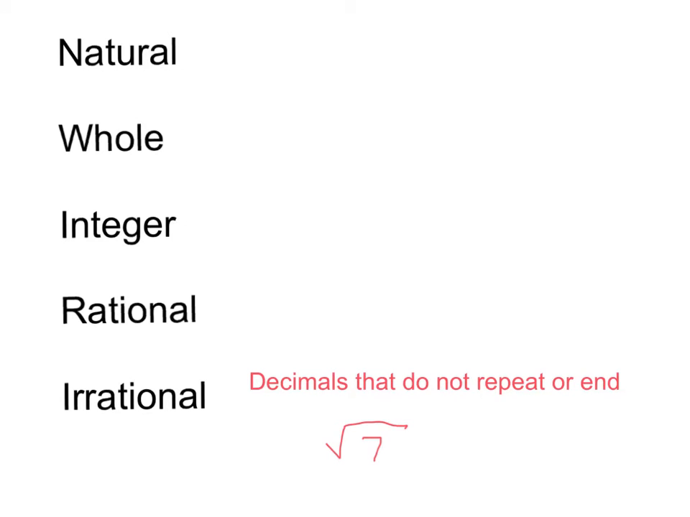Then we're looking at irrational. An irrational number would be a decimal that does not repeat or end. Something like square root of 7, pi, a lot of numbers out there that are irrational.